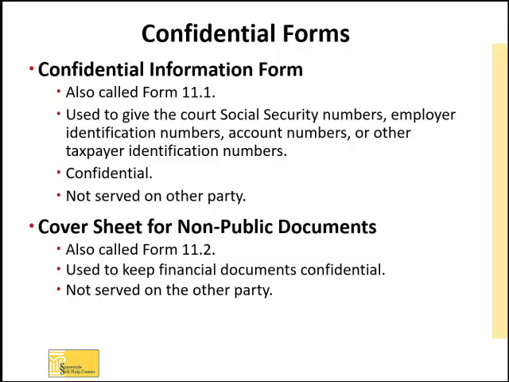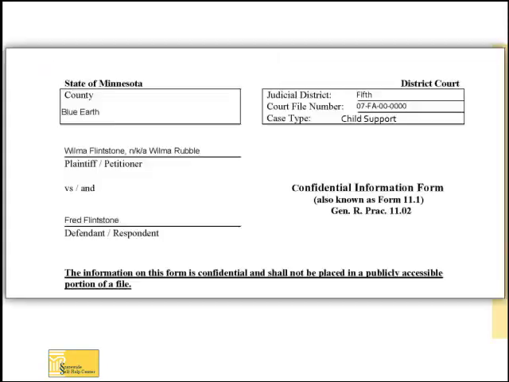The cover sheet for non-public documents is also called Form 11.2. This form is attached to financial documents filed with the court to keep them confidential. It is not served on the other party. Let's start with the confidential information form.